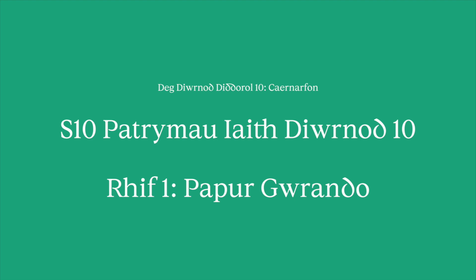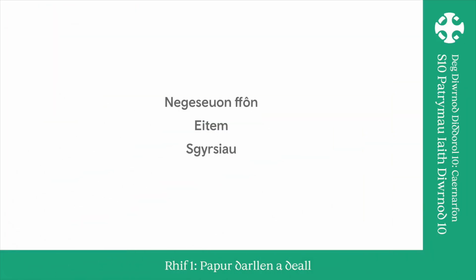Rhan 1. Papur gwranto. 20% o'r cymhwyster. Negeseuon ffôn. Prove your understanding of 3 different phone messages. Eitem. Answer 6 questions on something you're played. Sgyrsiau. Answer questions on a conversation between 2 people.